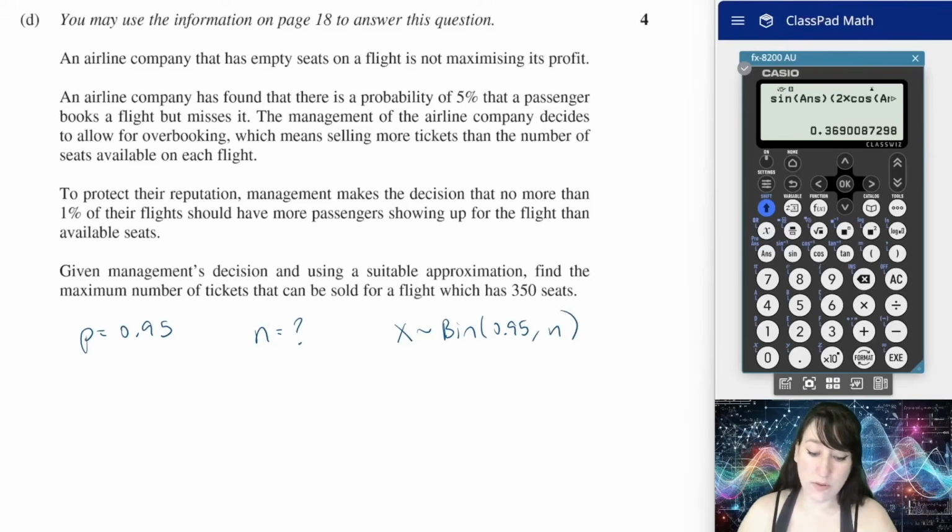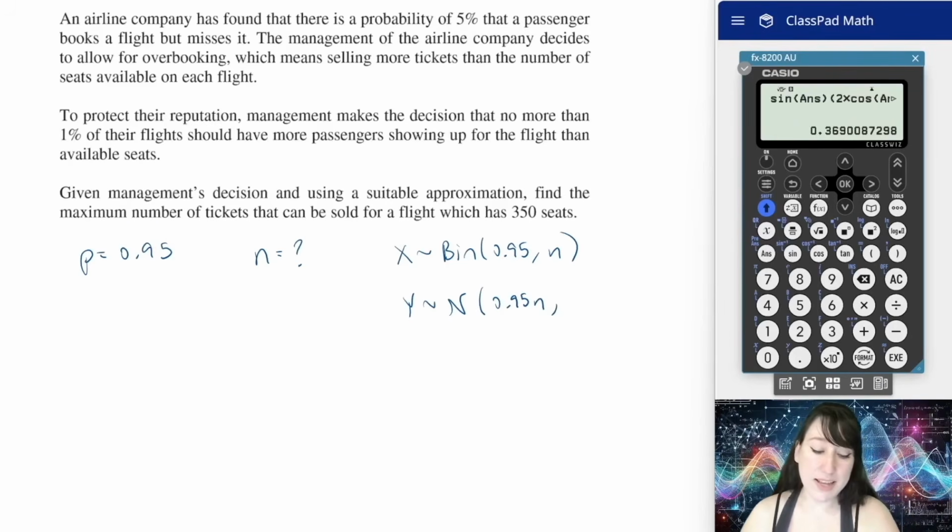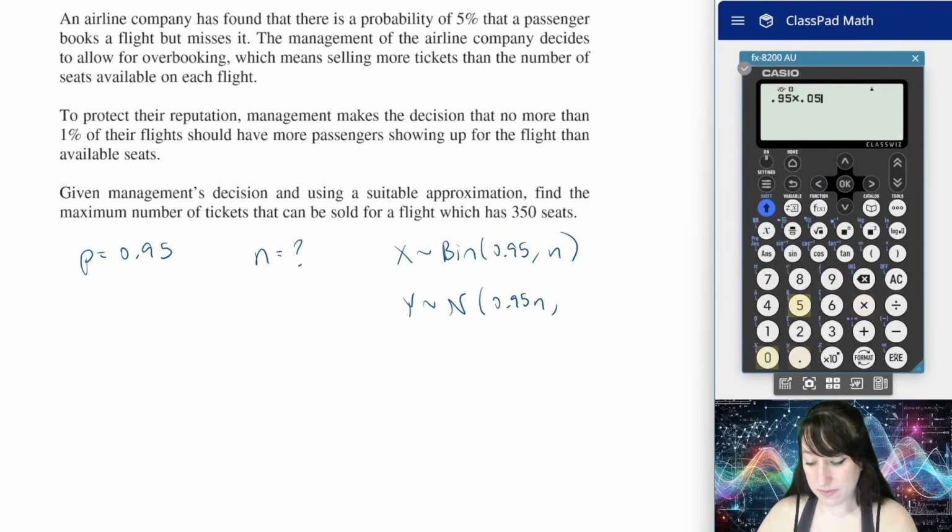So our original variable is binomial, p is 0.95, n is going to be n for now, but we'll approximate it with a normal distribution. Maybe we'll say that's Y. Now when we approximate, again, the expected value of the binomial will be used as the mean or expected value of the normal. So that's n times p, so 0.95n, and the variance is n times p times q. So n times 0.95 times 0.05, so 0.0475n.